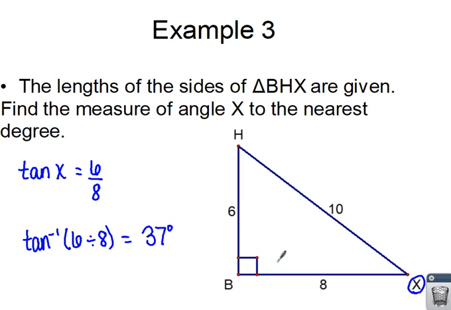If you do this on your phone, you take 6 divided by 8 and then you hit second tangent. So you kind of have to go backwards. But it should come out to be 37. If it doesn't, then you're in the wrong mode and I need to change the mode on your calculator. Okay, so let me know.